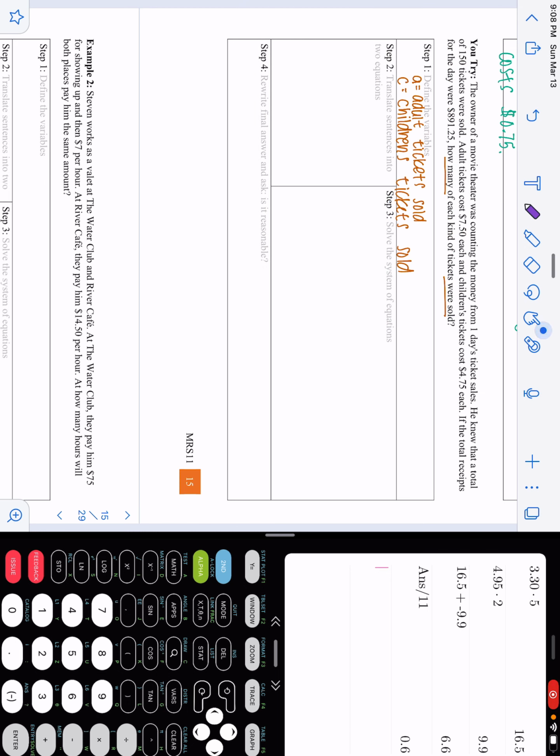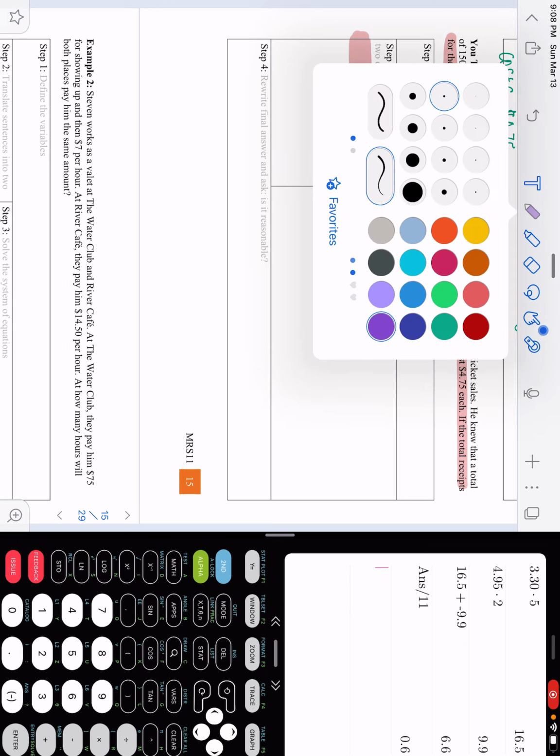I'll give you guys a hint. Let's see if you guys, and this will be the easier one. Adult tickets cost $7.50 each, and children's tickets cost $4.75 each. If the total receipts for the day were $891.25, that's going to be your first equation. Okay, try to make that make sense because, again, all of those numbers deal with money. So when you are ready, unpause and let's go.